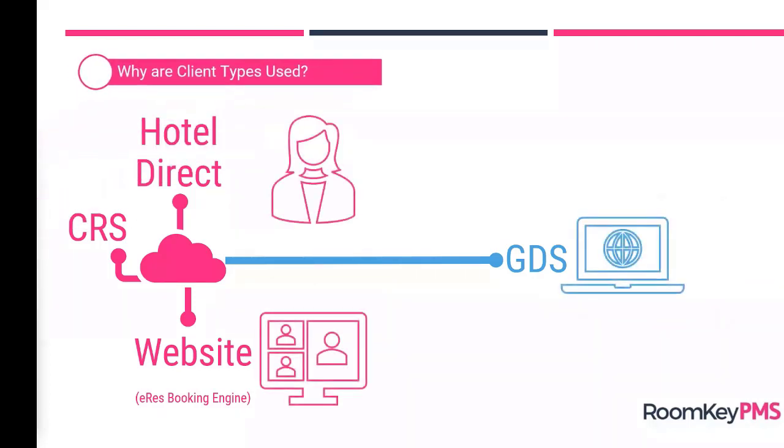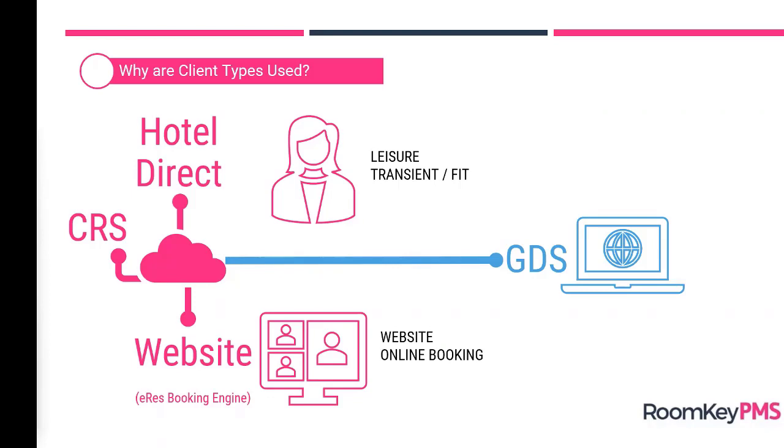So when we're looking at client types, they have a close relationship with these distribution channels. So that hotel direct distribution channel, when a guest is reaching out directly, you might assign them a client type of leisure. They might be assigned transient or FIT, depending on the verbiage that you like to use at your property. And that does differ from any guests that are booking through your hotel website, through that ERES booking engine.